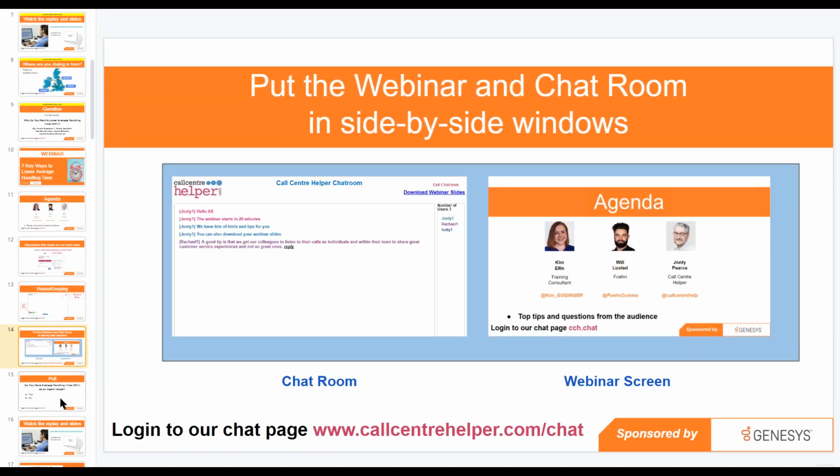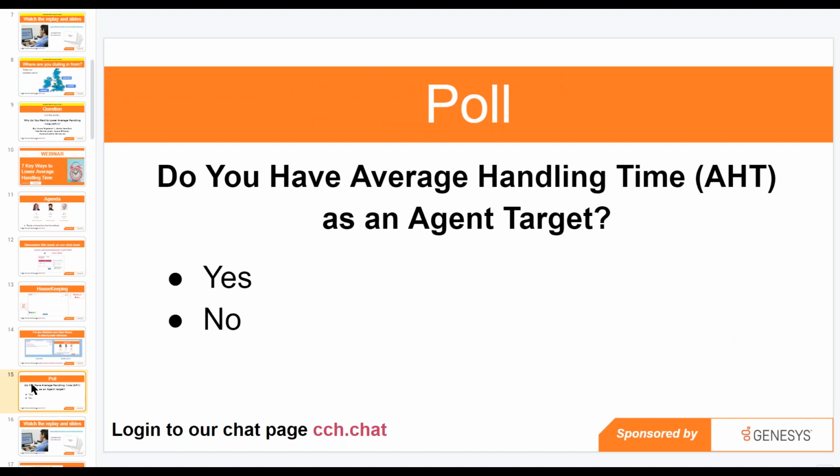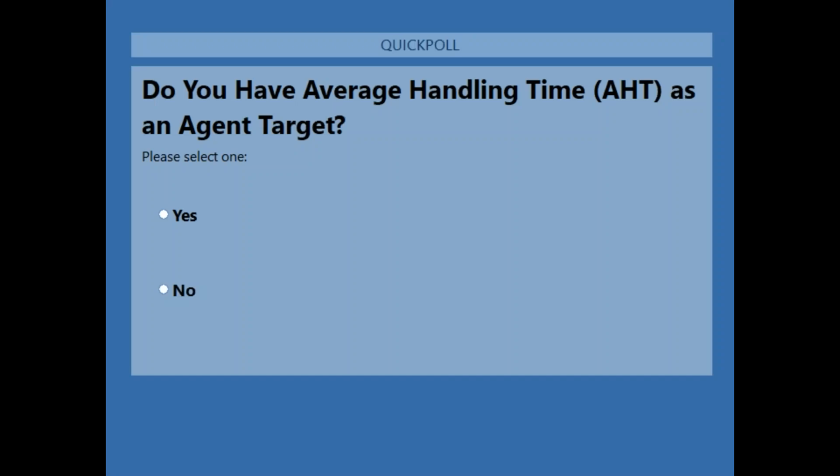We're going to start off with a quick poll, and we're going to be asking the poll, and that is, do you have average handling time as an agent target? You'd just like to vote on that poll. Do you have average handling time as an agent or an advisor target?